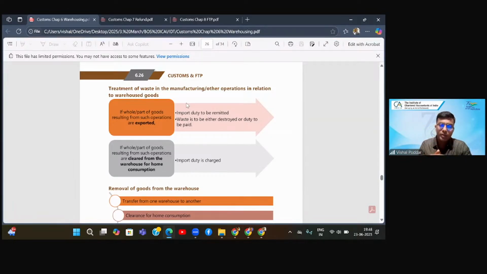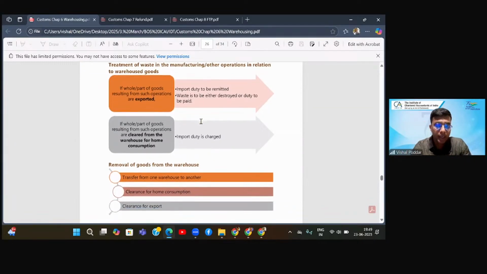Whether you have to pay duty on the waste or not, that is what is important. So for this, what does the provision say? It says that if whole or part of goods resulting from such operations are exported, so whatever is your final product, that is the garments in my case, if those garments are exported, then the duty on the waste will be remitted, provided you either destroy the waste or you even export it. So you are exporting the final product, you export the waste also if possible. If not, you destroy the waste. I will remit the duty which is applicable on the imported goods, that is the entire raw material.